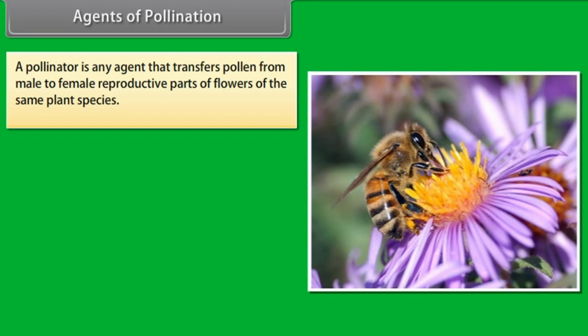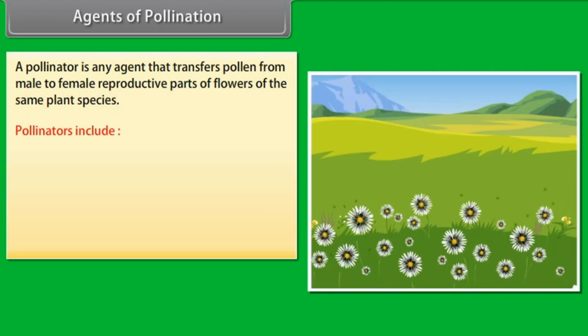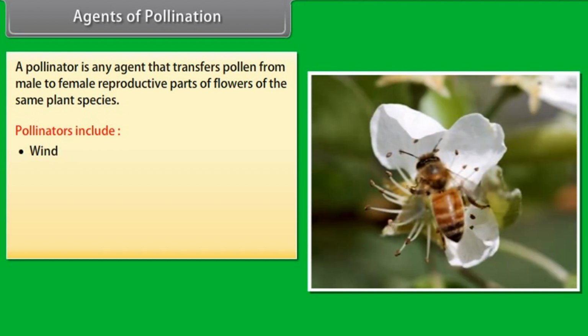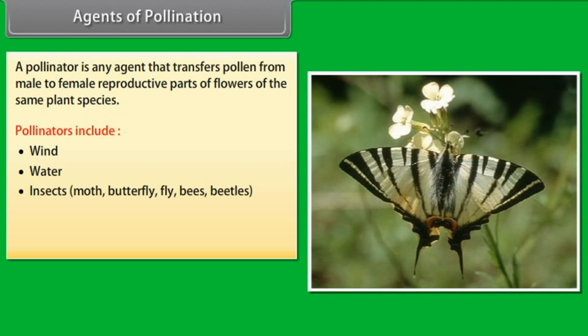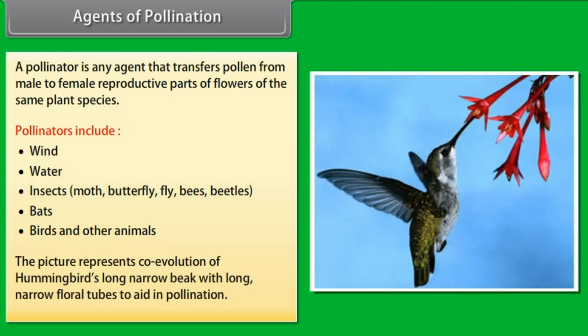Agents of pollination. A pollinator is any agent that transfers pollen from male to female reproductive parts of flowers of the same plant species. Pollinators include wind, water, insects like moth, butterfly, fly, bees, beetles, bats, birds and other animals. The picture represents co-evolution of hummingbird's long narrow beak with long, narrow floral tubes to aid in pollination.